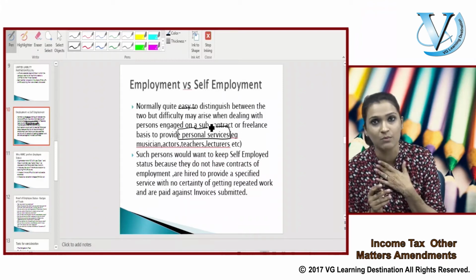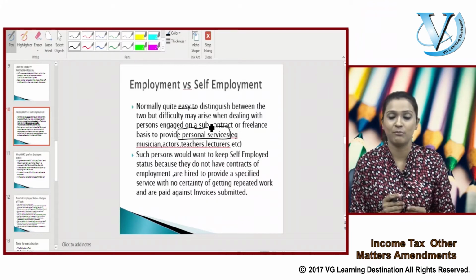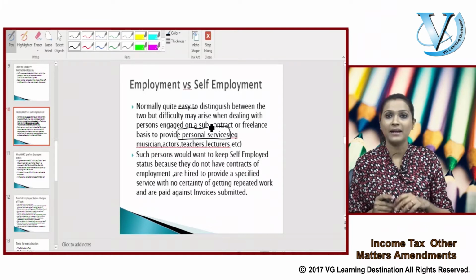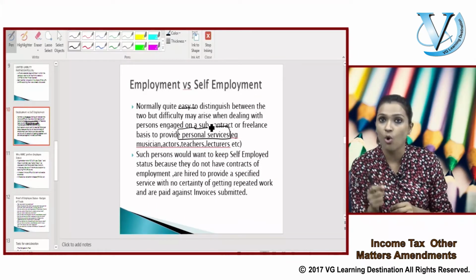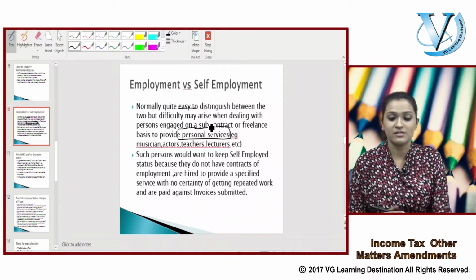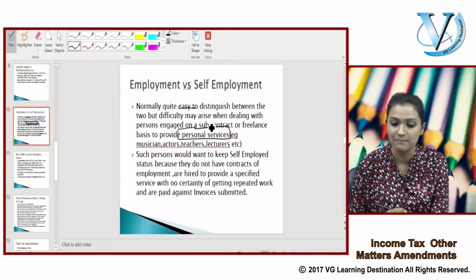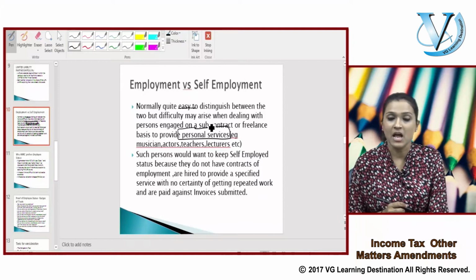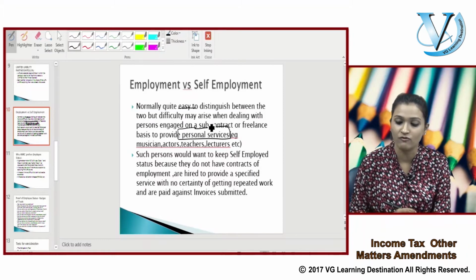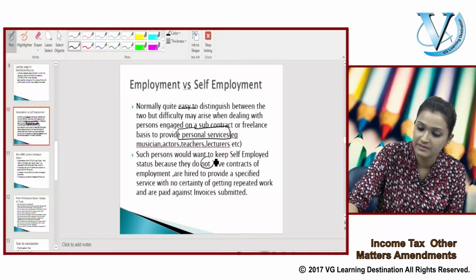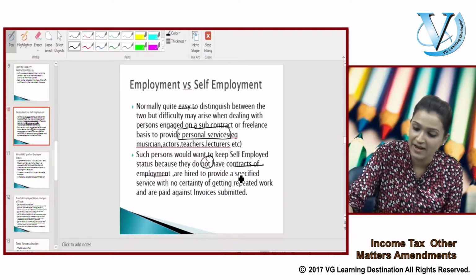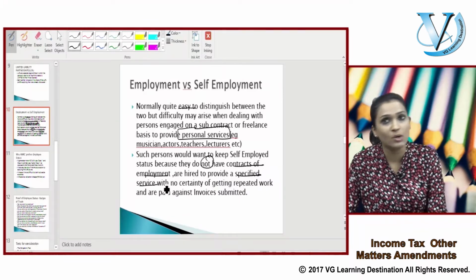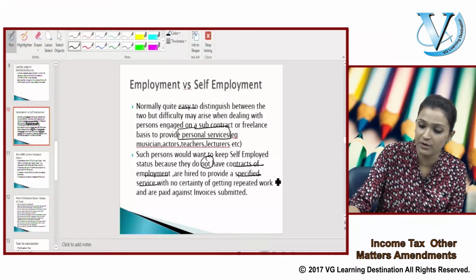However, I personally would want to be self-employed. Right? So let's have a look at how this confusion occurs and how we actually resolve it. Such persons would want to keep self-employed status. Why? Because they do not have contracts of employment, they are hired to provide a specified service with no certainty of getting repeated work.